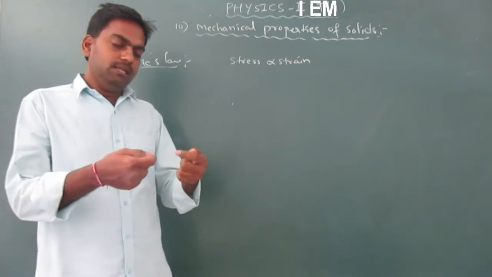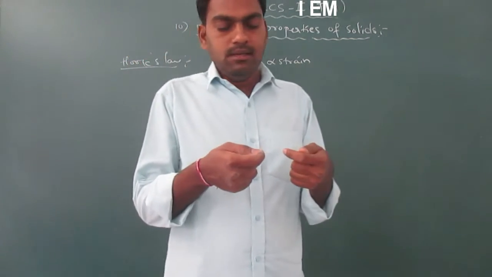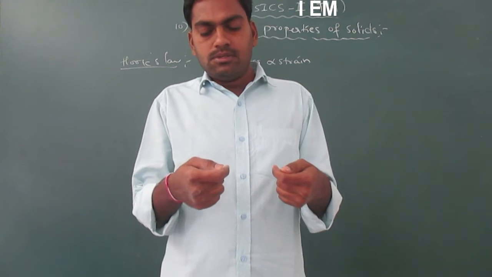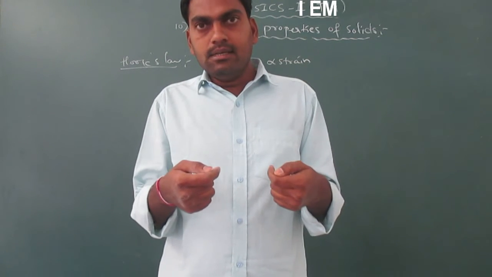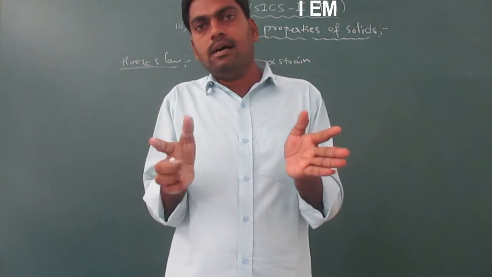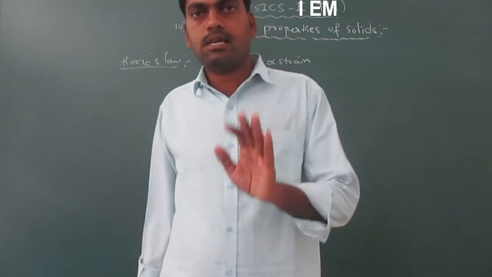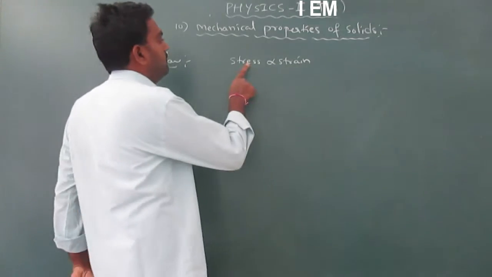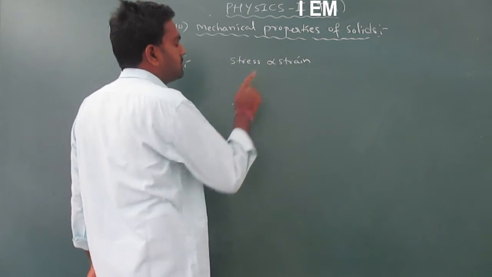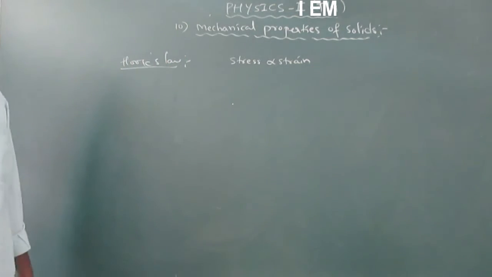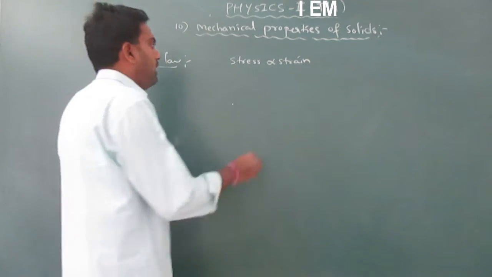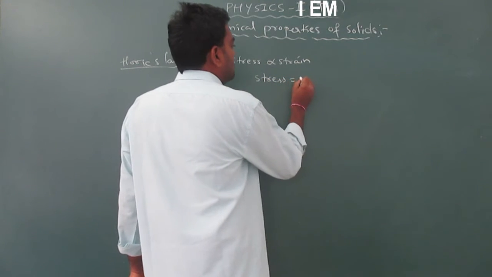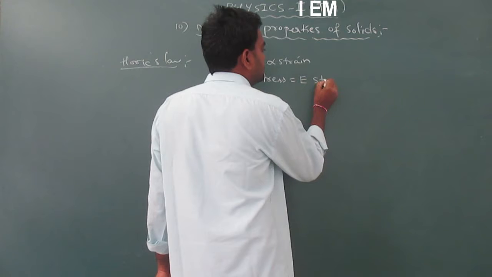Okay, so if a rubber is taken and some external force is acting on the rubber, within the elastic limit, when the stress is removed, it regains its original shape. So that is called Hooke's law. Okay, so we can write: stress is directly proportional to strain, and stress is equal to E into strain.